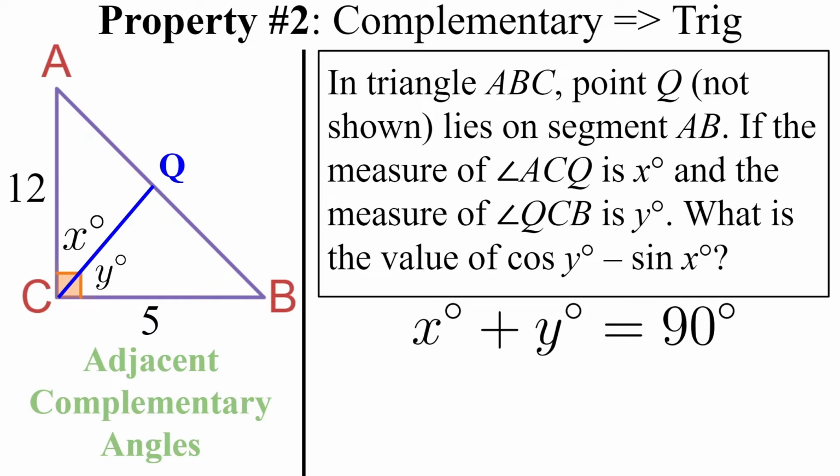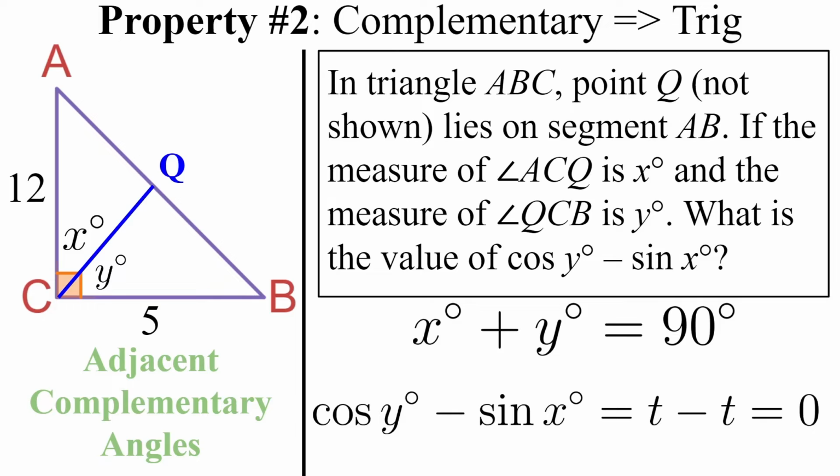Well, I don't know what it is, but let's say, for example, just pull random numbers out of my hat, if it was like 0.7 minus 0.7, it's going to be 0. So you can't really figure out what cosine Y and sine X are, but you know that they're going to be the same. And when you subtract 2 identical quantities, we're always going to get 0. I just put T there as just some random placeholder letter to show you guys that they're the same.